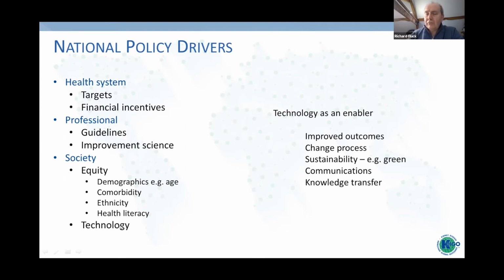And I mean technology in the broader sense, not just a machine that does things differently, although that is very important. But technology is an enabler which allows us to improve outcomes, influence the change process, develop sustainability, both in terms of the microcosm, in other words, your interaction with the patient, but also the macrocosm, so sustainability in terms of green agendas and economic value. And then also this business around the underpinning importance of communication and knowledge transfer between individuals.